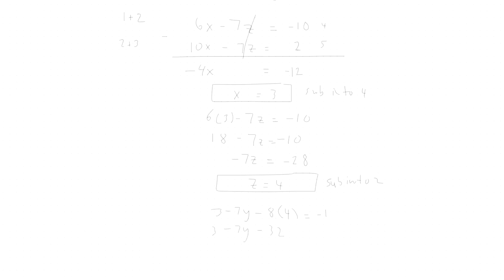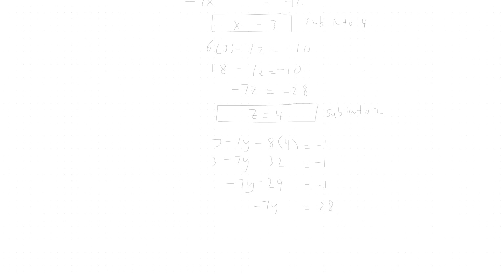What's 3 minus 32? That would be -29. Okay, we're adding 29 to both sides. So -7y equals 28. Divide both sides by what? The coefficient of y. The coefficient of y is -7.